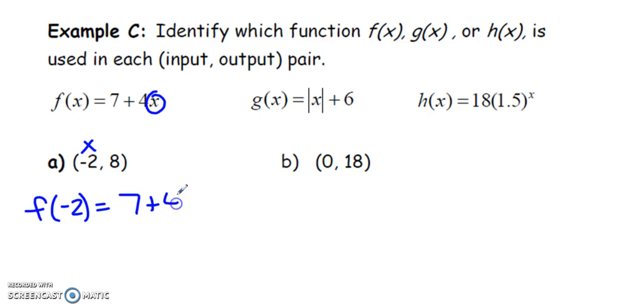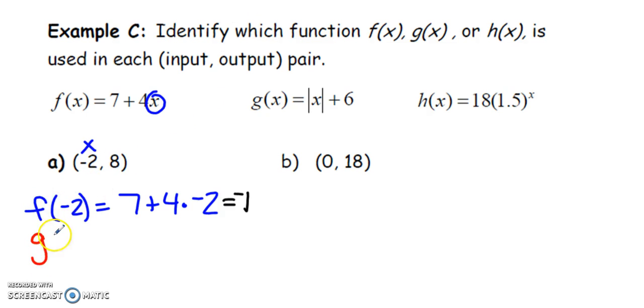So 7 plus 4 times -2, and then we would just solve that. 4 times -2 is -8, plus 7 gets me an answer of -1. -1 is not the solution here, so the f function is not correct.